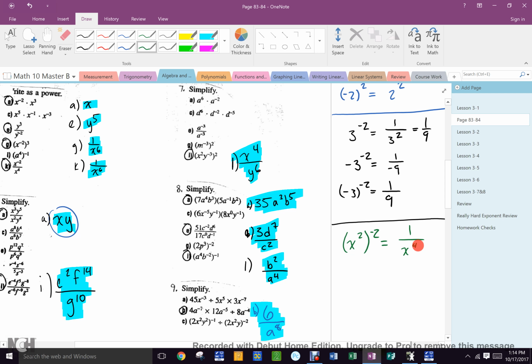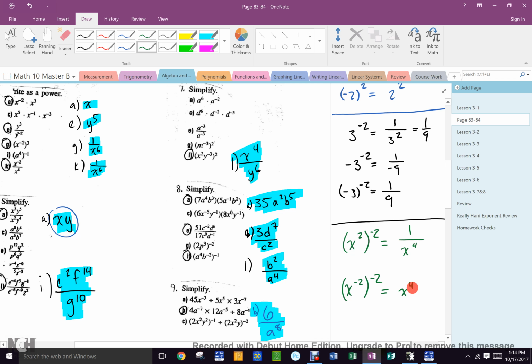Everybody cool with why the negative exponent moves down there? That becomes positive. Yes? Everybody cool? Okay. Then what about this? What? It is just x to the 4th.